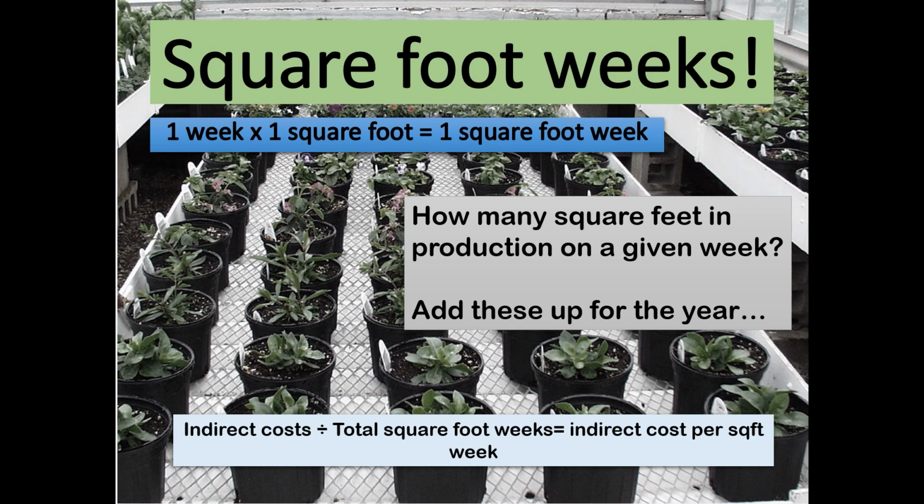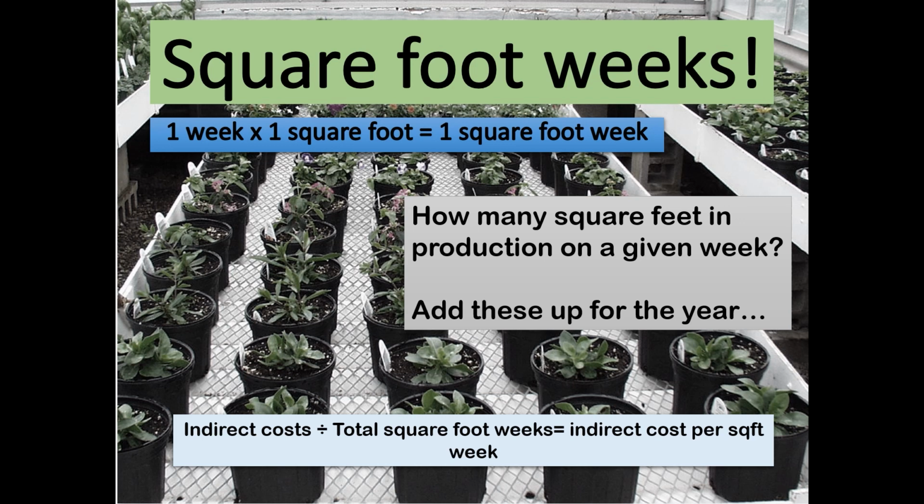And so what we do is we define the square foot week. It's simply 1 week by 1 square foot. So it's 1 square foot week. So if this pot here took up 1 square foot and I had it on the bench for 2 weeks, I would say this pot took up 2 square foot weeks.